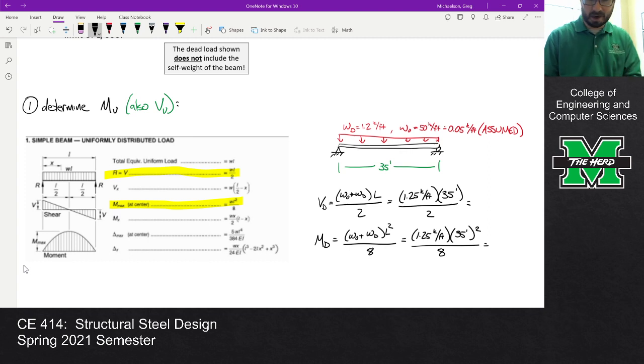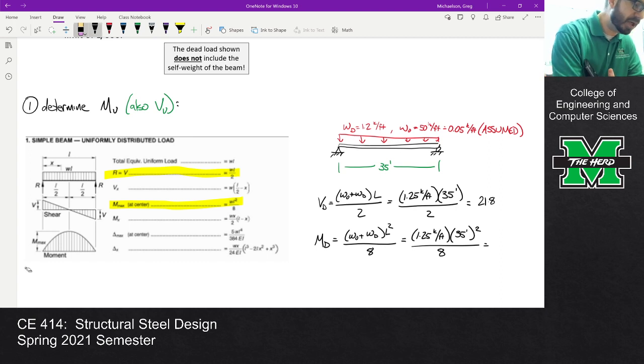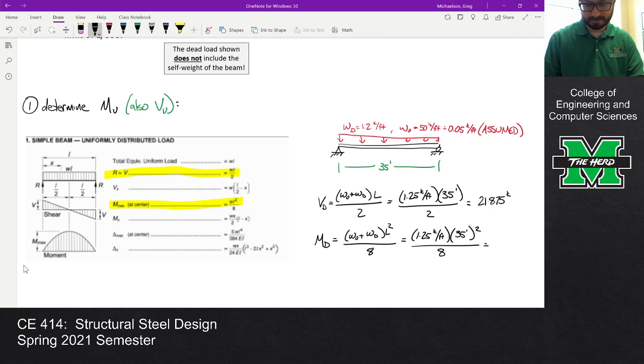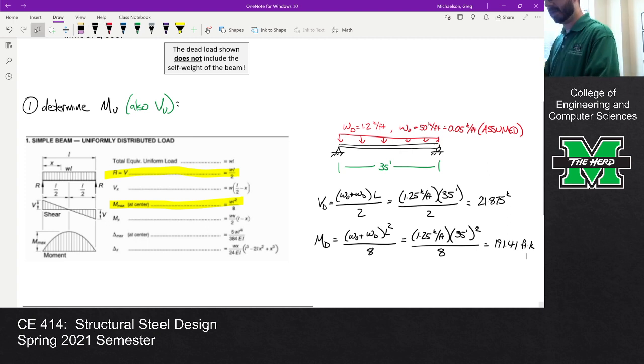All right, so let's see. This is 21.875. Somebody check me on that though and make sure I don't have a typo. All right, and then I've got 191.41 foot kips. Am I good on that one? While you're doing that, I'm going to highlight my next one.